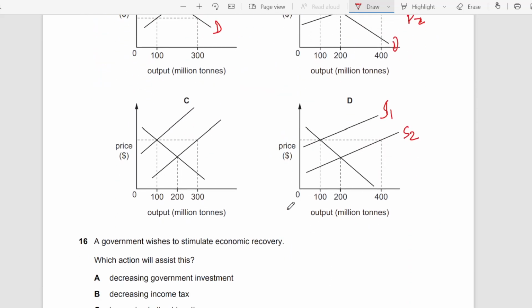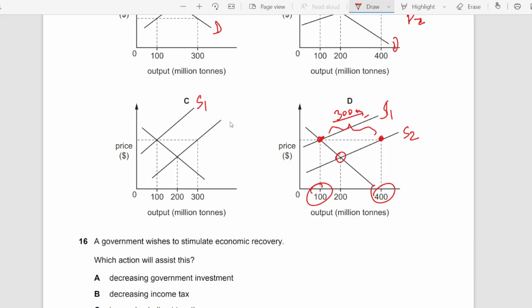So look, here both the option C and D could have been correct. When we see that option D is the correct option, then what happens here is that there is excess supply, because this used to be the market equilibrium. This will be the new market equilibrium. In the meantime, there is an excess supply of 100 minus 400, that is 300 million tons of output.